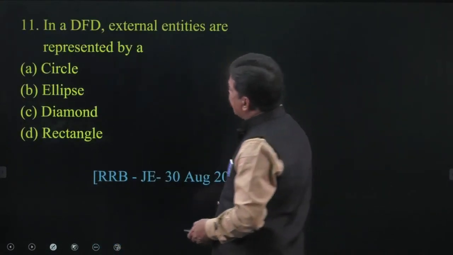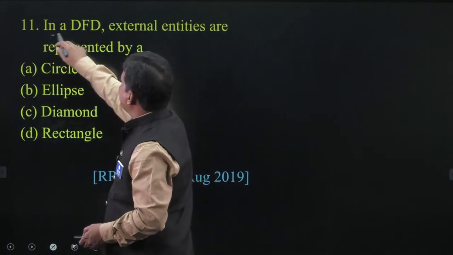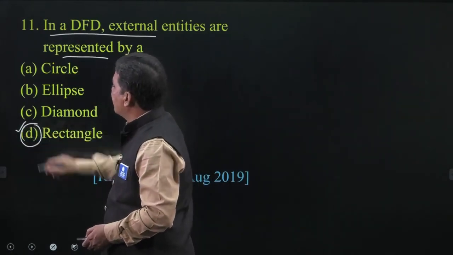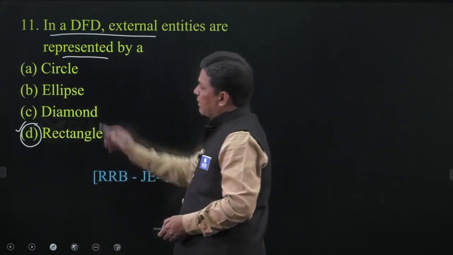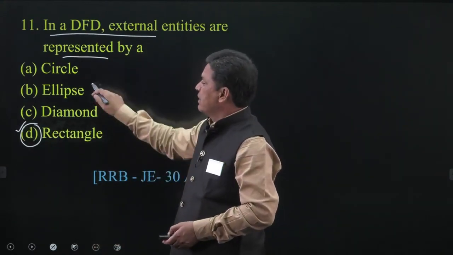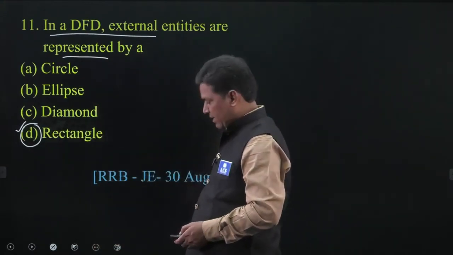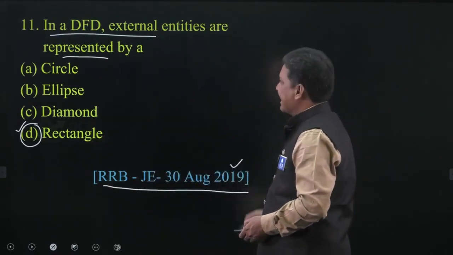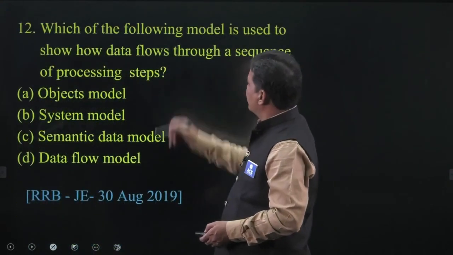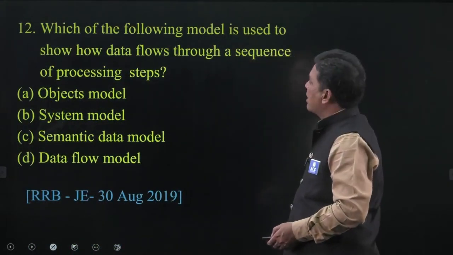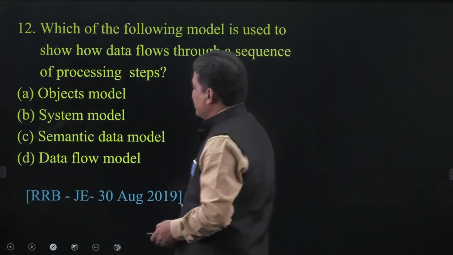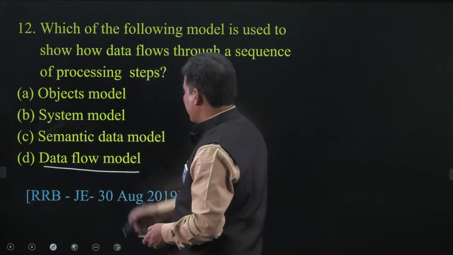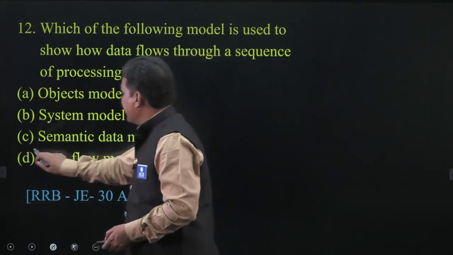Coming to the next one, in a DFD, external entities are represented by what here? A rectangle. So an external entity in a DFD can be represented by a rectangle, a circle for a process, an ellipse, a diamond; those are the different relationships. This question was asked in the year RRB JE 2019. Next, which of the following models is used to show how data flows through a sequence of processing steps here? The data flow diagram, the data flow model, right? This question was asked in the year 2019, right?